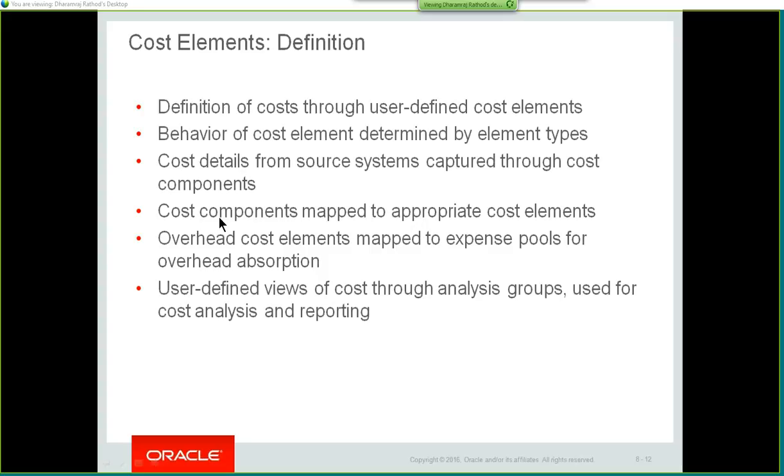The cost which is coming from upstream applications, we call it a cost component. And since we manage the cost in cost accounting as a cost element, there is a mapping needed between cost component and cost element. So we do that cost mapping.